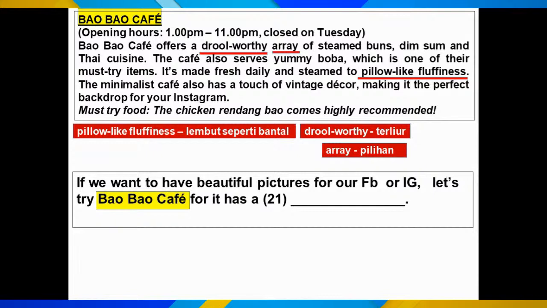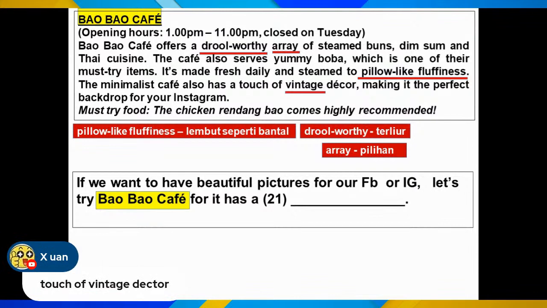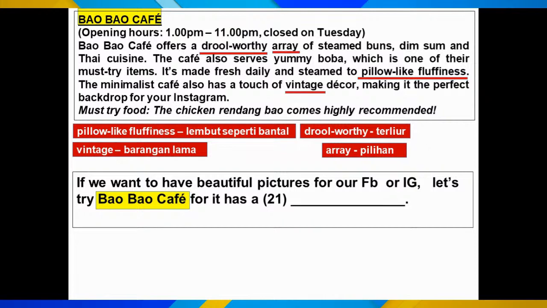Okay, just now you asked me what is vintage decor, right? So vintage means old things. So vintage decor means the cafe is decorated with old items, perhaps from the 1950s, 1960s or 1970s. That is vintage decor. So I hope I have answered the question. All right? Okay, so what's next?